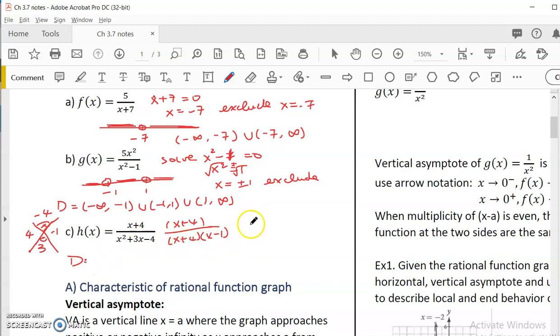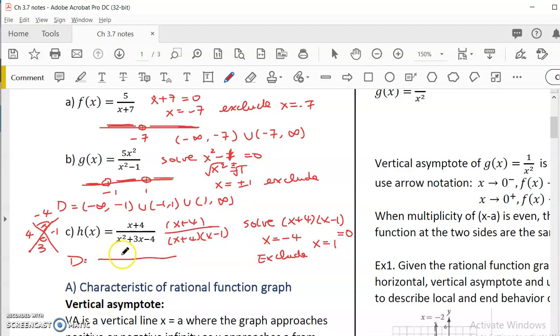So if we solve the denominator equal to 0, (x + 4)(x - 1) = 0, we actually solve it right away and without canceling. So x would equal negative 4, x is equal to 1. So we want to exclude this. Okay.